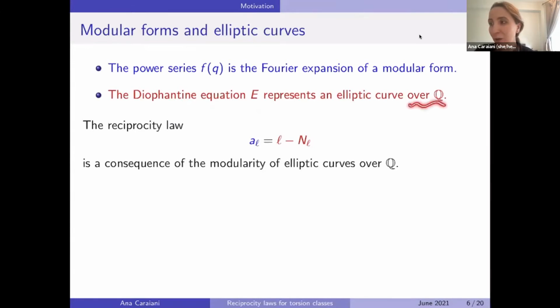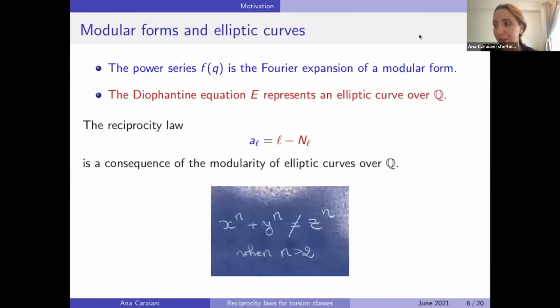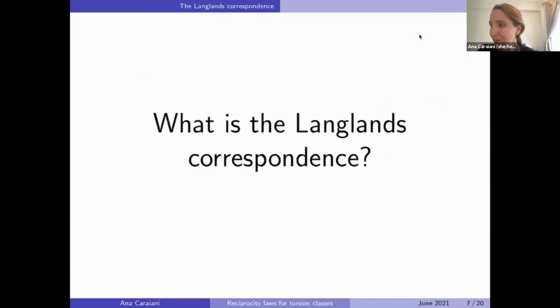And then if we take a rational one, so one whose equation is defined over Q, then this is an object that lives in the world of arithmetic algebraic geometry. And this explicit reciprocity law that says that A_l is l minus N_l, this is really a consequence of the modularity of elliptic curves over Q, which played the crucial role in the proof of Fermat's last theorem. So what we've just seen has been an instance of the Langlands correspondence.